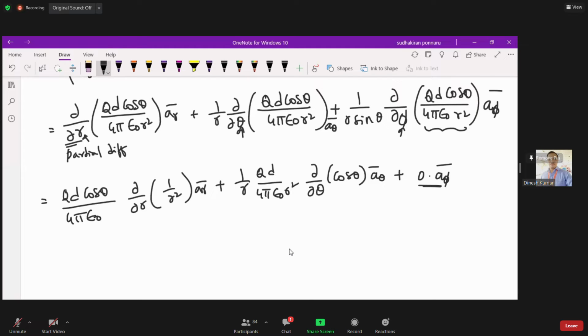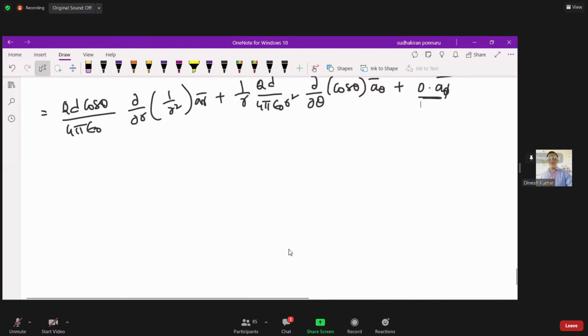Proceeding with the derivation again with the next steps, that is equal to qd cos theta whole divided by 4 pi epsilon naught, and if you do the differentiation, that value is 1 by r square. So if you do the differentiation, you have minus 2 r to the power of minus 2 minus 1, so the value is minus 2 r to the power of minus 3, that is minus 2 by r cube.